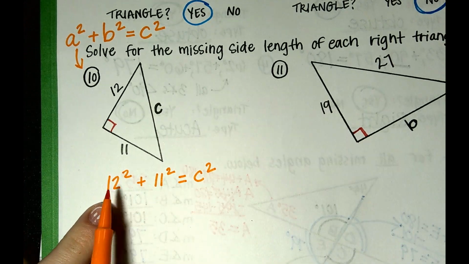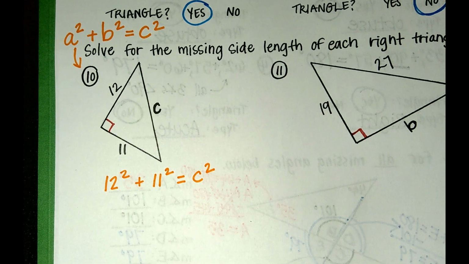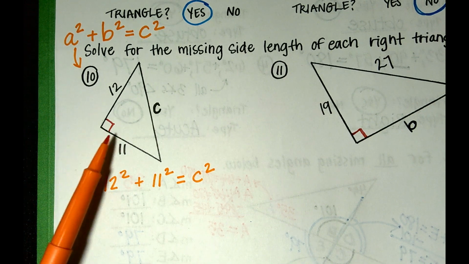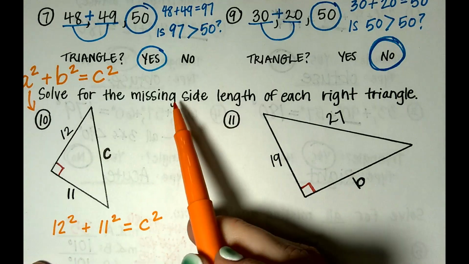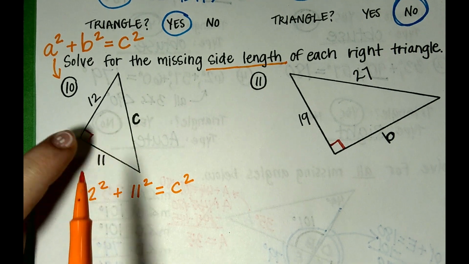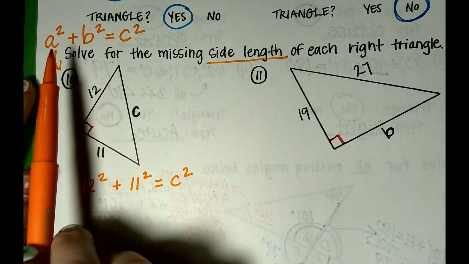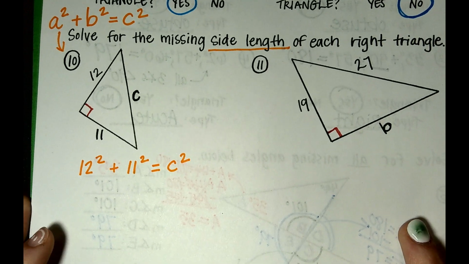Could you do 11 squared plus 12 squared instead? You could. What about our 90 degree angle? We are not too worried about the angles right now. We are solving for side length. The 90-degree angle just tells us that we can use a squared plus b squared equals c squared, because that only works for right triangles. All right, okay, so I have an equation written.